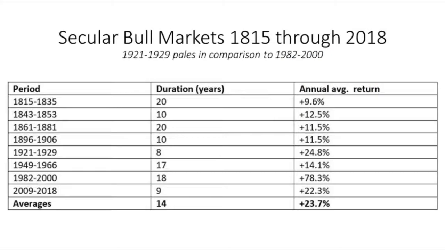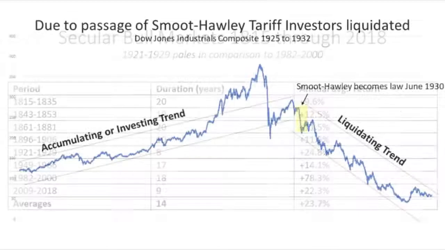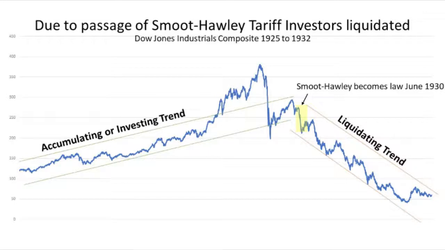The 24.8% average annual return for the market during the 1920-1929 secular bull pales in comparison to the 1982-2000 bull's 78.3% average return per annum. The returns for the bull that ended in 1929 are comparable to the returns for the bull that likely ended in 2018. This chart depicts the devastating effect that Smoot-Hawley's passage had on investors.